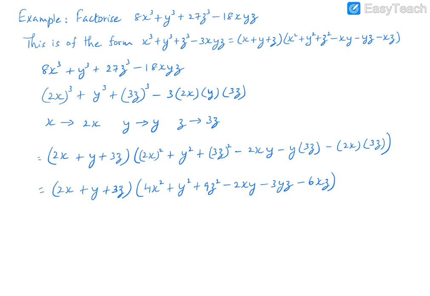Okay, so we will stop here for this particular session. There are some more examples that we will be doing using these identities, which I will be covering in the next class.